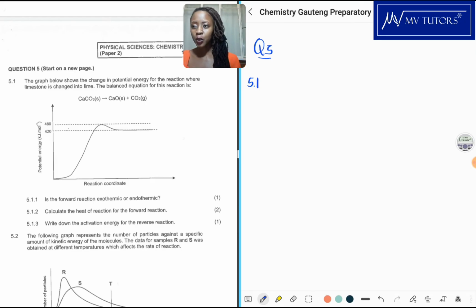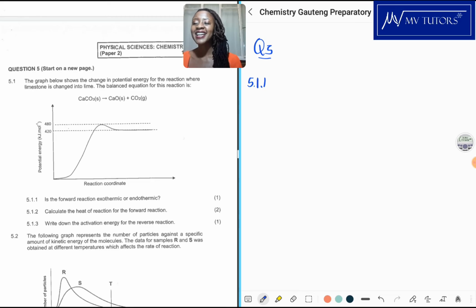So the graph below shows the change in potential energy for the reaction where limestone is changed into lime. The balanced equation for the reaction is as given. All right, and we have our graph there of potential energy versus time, reaction coordinate. But yeah, so 5.1.1, it asks, is the forward reaction exothermic or endothermic?